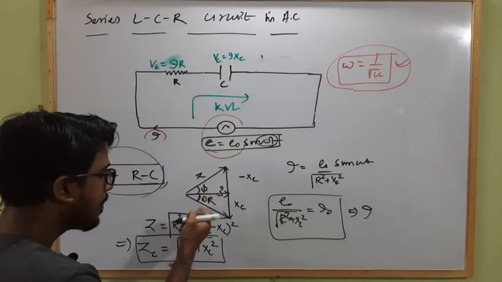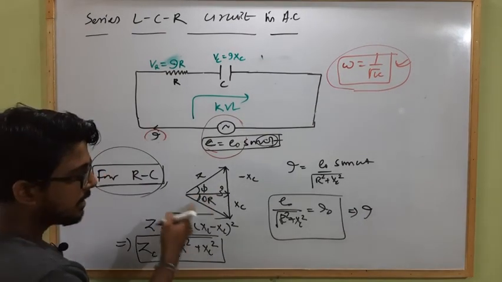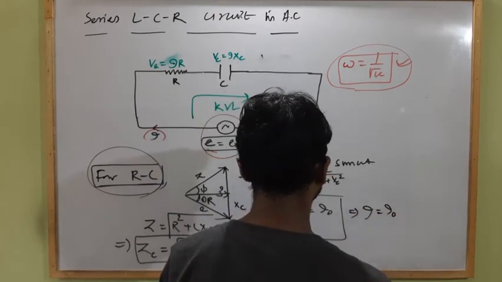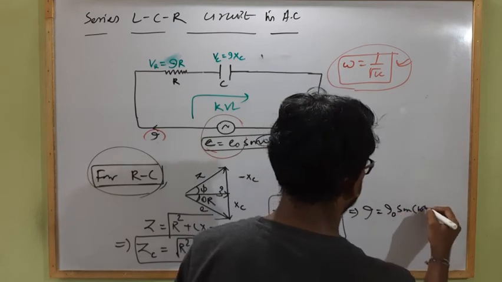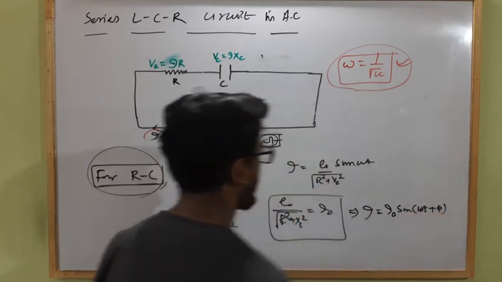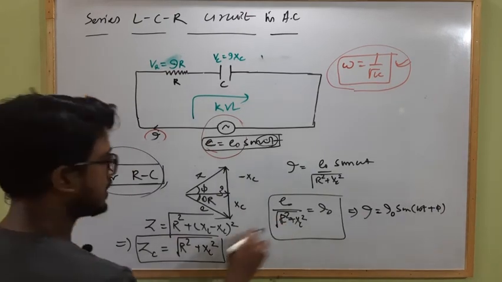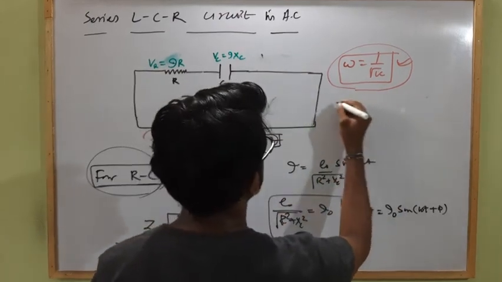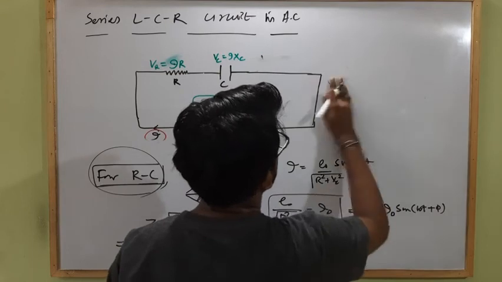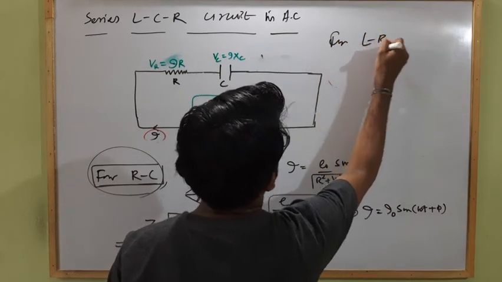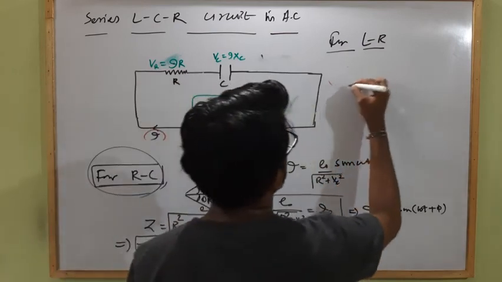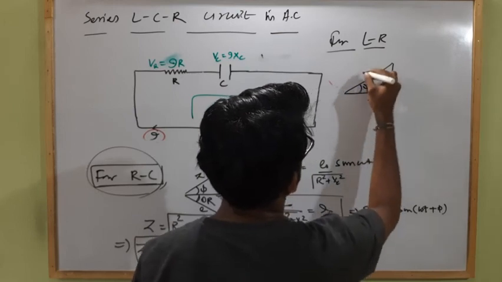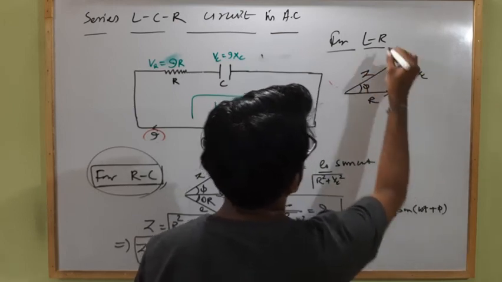The I will be phi ahead of what? Net EMF. This is the net EMF. So phi ahead, so I will be how much? I naught sin omega t plus phi. Clear? And what is Z? Z will be this much. Similarly, for the LR circuit, the impedance triangle will be like this. This is R, phi, this is Z, this is XL minus XC.